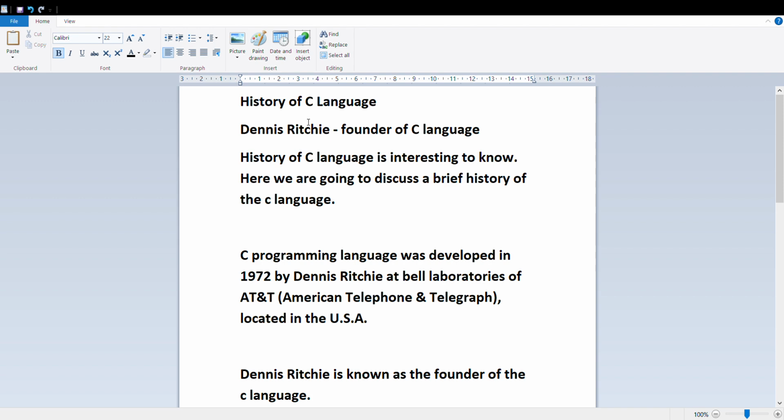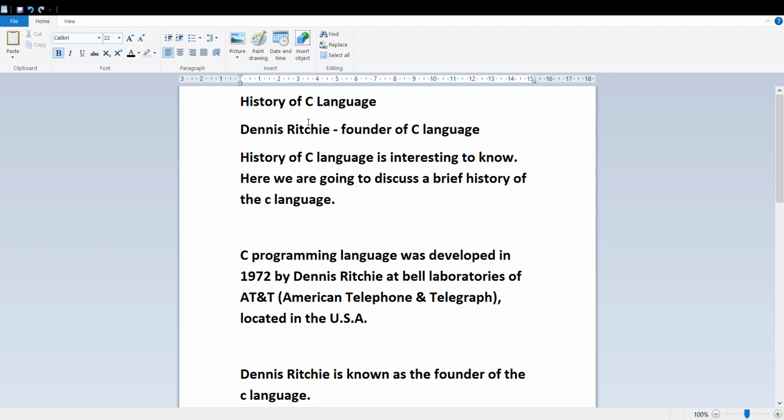Let me repeat once again the definition of C language. C is a system dependent programming language or procedural programming language or platform independent programming language, developed by whom? Dennis Ritchie in 1972 at Bell Labs in USA. This is the definition of C language.